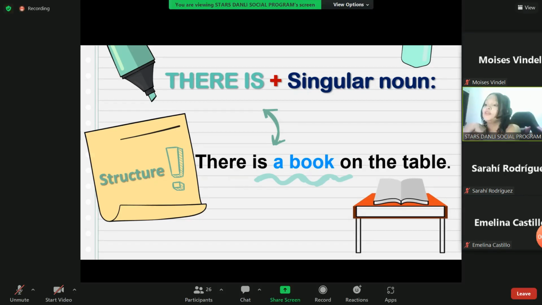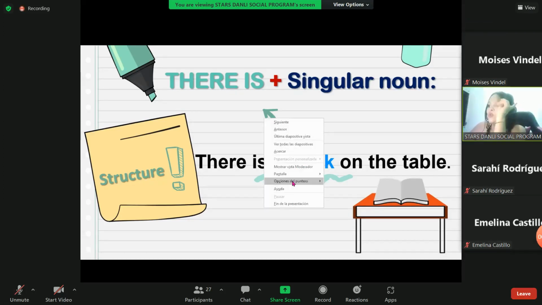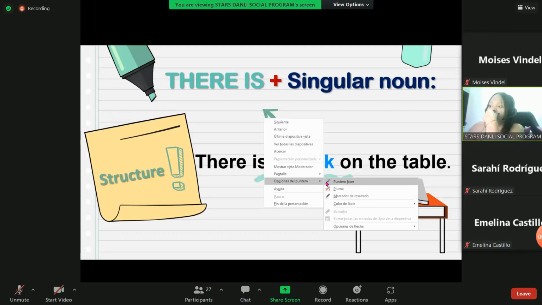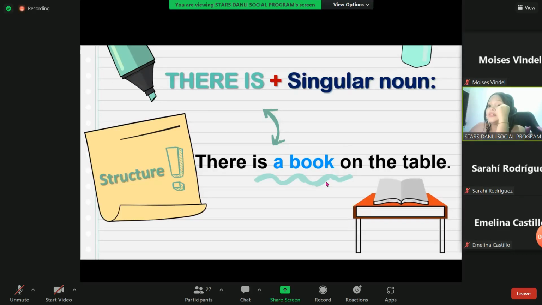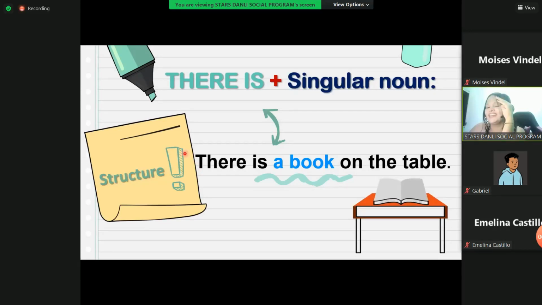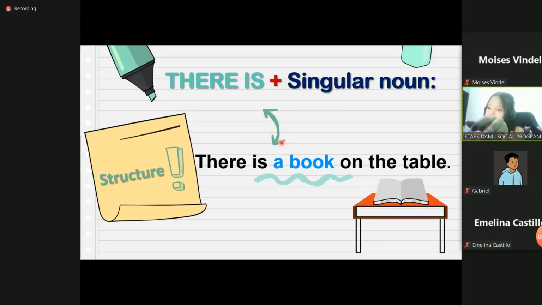And we start first with there is. In this case, plus a singular noun. There is plus one, say one person. So we're talking about something or someone. And in this case, let me see, Gabriel, can you read the example? There is a book on the table. Excellent, Gabriel. Thank you so much. We say there is a book on the table. We're talking about there is and just one book. Okay, there is a book on the table.